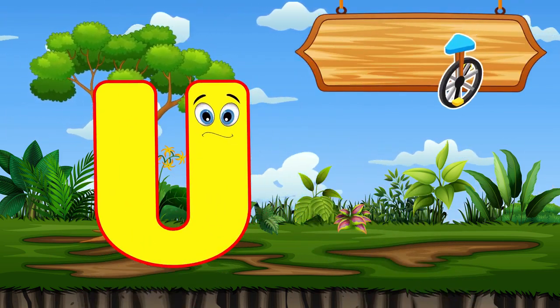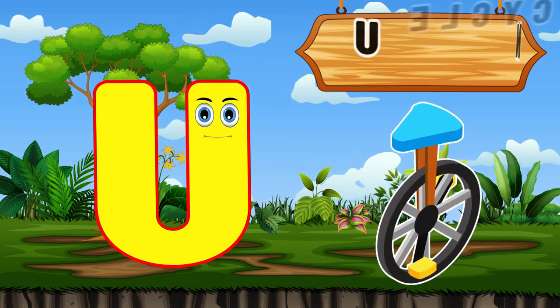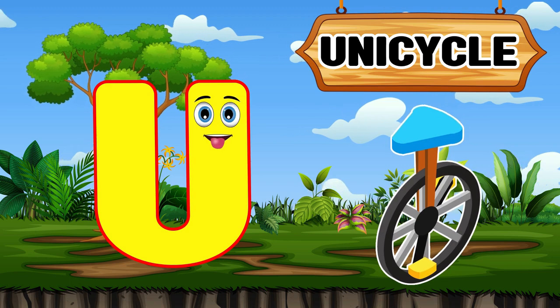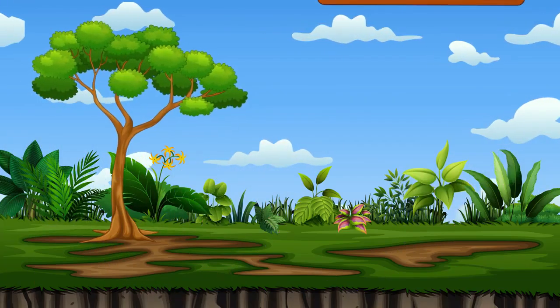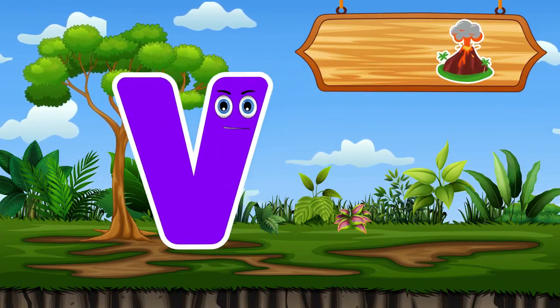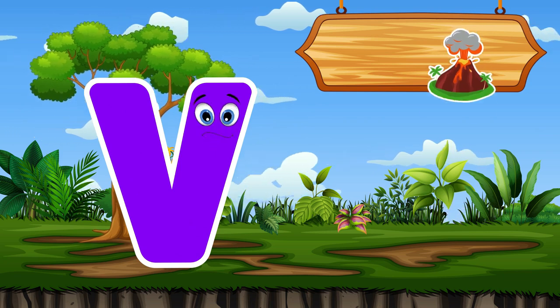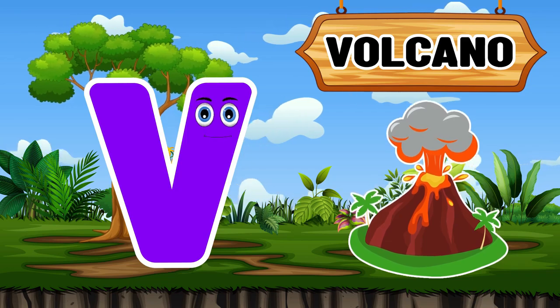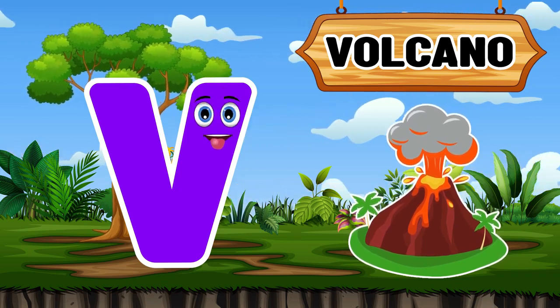This is the letter U. U is for unicycle. This is the letter V. V is for volcano.